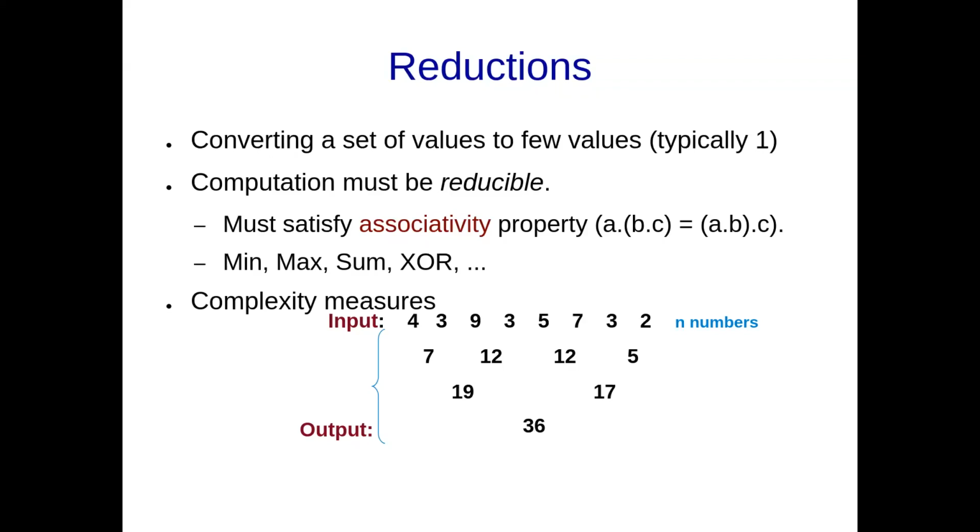Okay, how many results do I get? I get n by 2 results. What do I do with n by 2 results? 7, 12, 12, 5. I can repeat that. So now I have n by 2 sums. I am going to repeat this with n by 4 threads. N by 4 threads are going to give me n by 4 values, 19 and 17, which I am going to again make use of in the next step and sum them up further. Finally, I am going to get a single value, which is going to be, in this case, 36, which is the actual result I want by summing all of these.